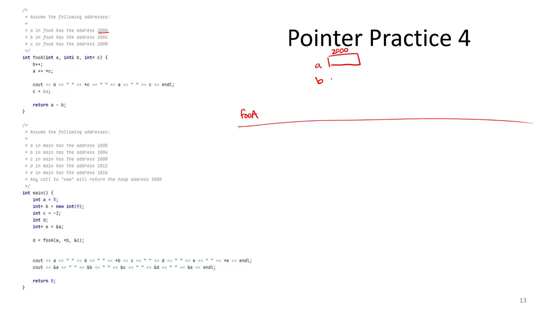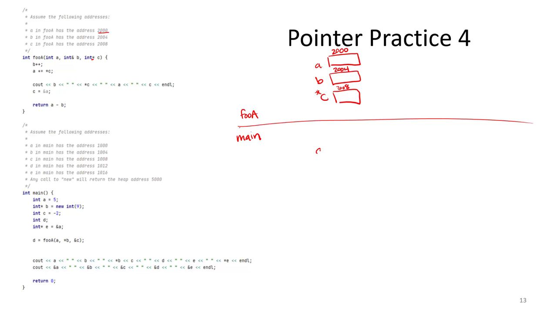I have variable b inside foo_a, and that variable is stored at 2004. Then I have a variable c, which is a pointer, because we see it has int asterisk, and that variable is stored at address 2008. So those are the variables inside foo_a. Let's now go inside our main function, and let's go ahead and update our variables in main.